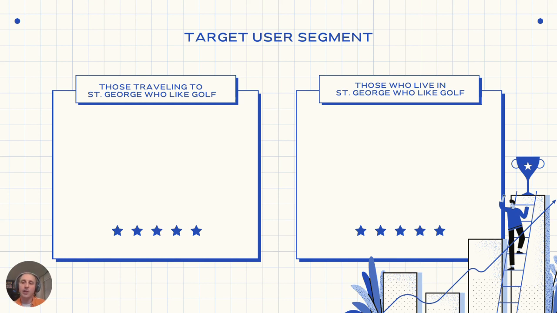We categorized our target user segment into two main populations. First, those traveling to St. George who like to golf, and second, those who already live in St. George who like to golf. These populations can be further divided into those that may be avid golfers, some who may just be casual golfers, and some who may just now be learning how to golf.